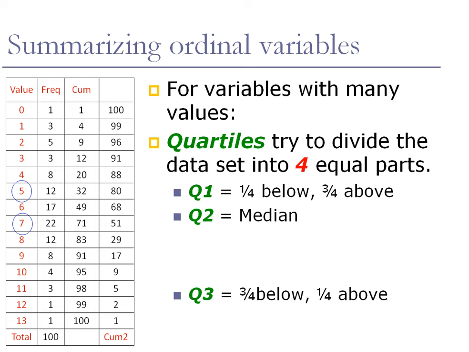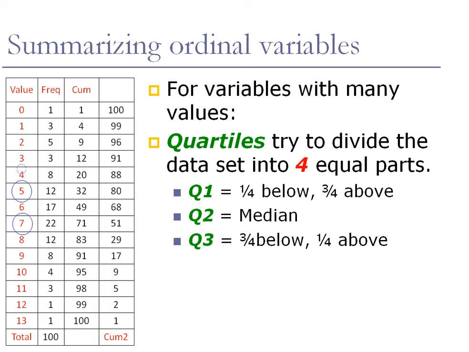Q3, now we want 3/4 below and a quarter above. And if you look at the table, that's the value 8, which is 83% below, that's more than 75%, and 29% above, and that's more than 25%. Okay. So the quartiles, again, the whole idea here is that we want to try and divide our data set into 4 equal pieces.